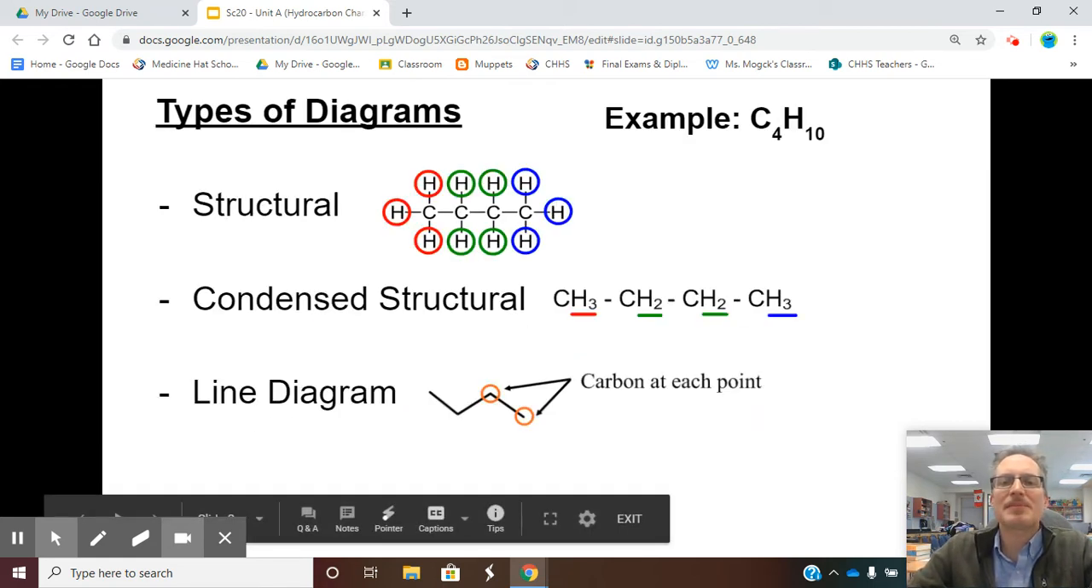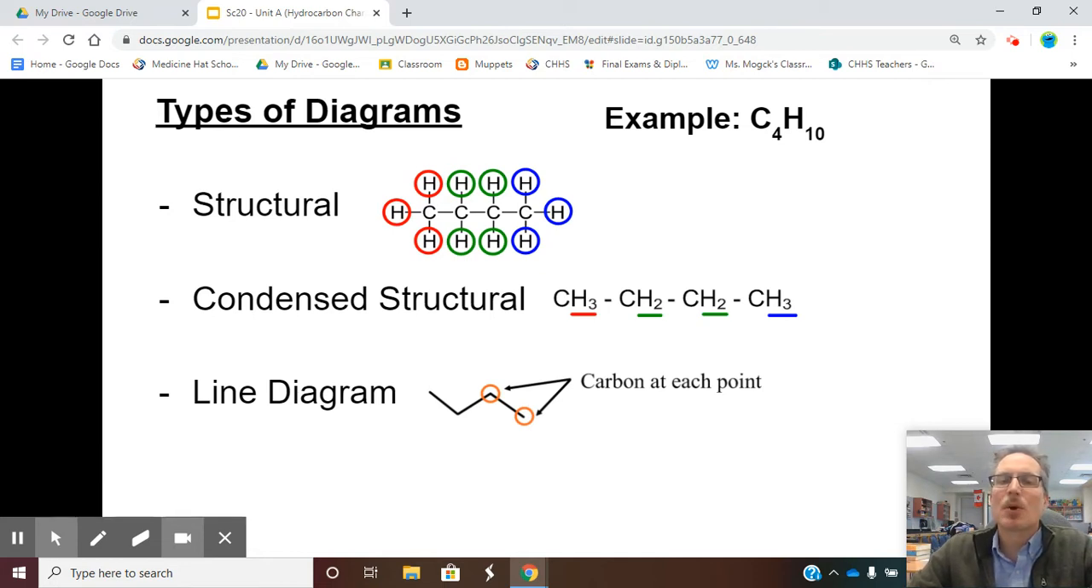Now, there are three types of pictures that we can represent organic compounds with. A structural diagram, which does not normally contain these colored circles. However, I use them to go through the rest of these and show some things. So again, we already know carbon makes four bonds. This carbon has made a bond with the carbon next to it, so it needs three hydrogens. This carbon's made a bond to the left and to the right, so it needs two hydrogens to get to four. This carbon's made a bond to the left and to the right, so it needs two hydrogens to make four bonds. And this carbon's made one bond to the carbon, so it needs three hydrogens.